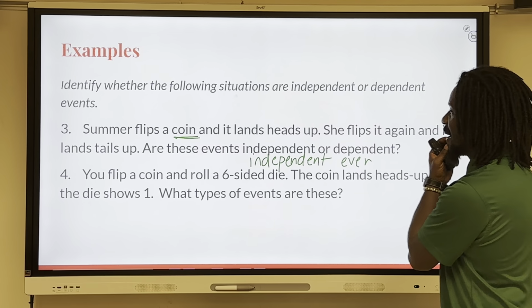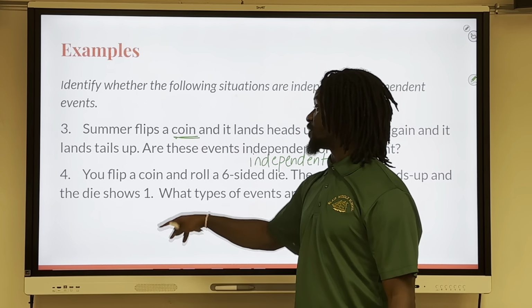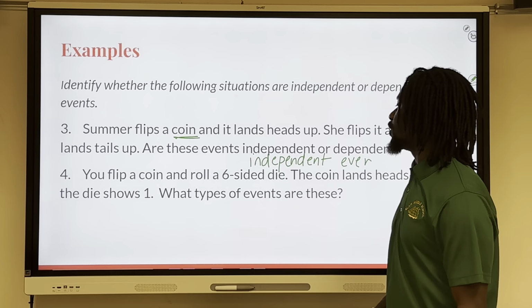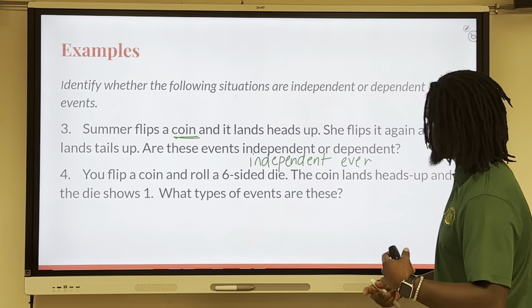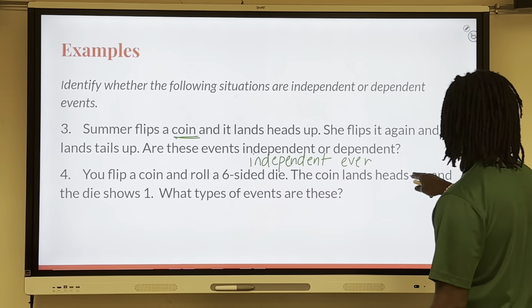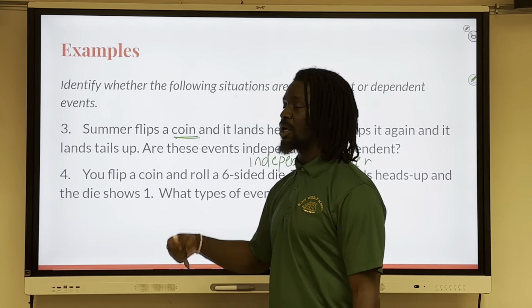And then lastly, question number 4 says you flip a coin and you roll a 6-sided die. Now we got a coin and a die, which is just a dice. The coin lands heads up and the die shows a 1, right?